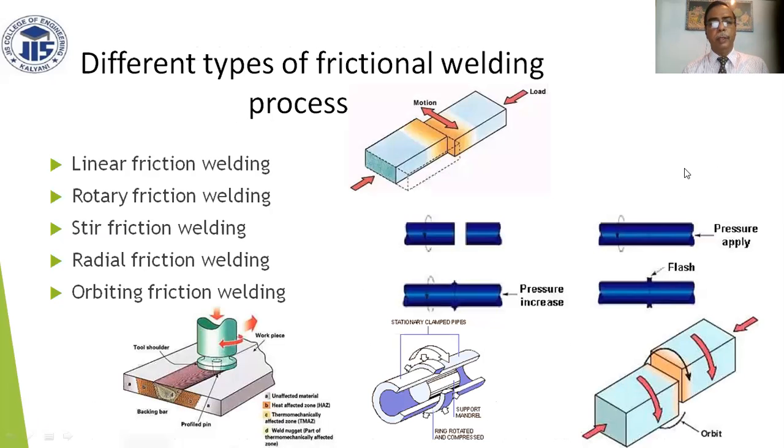Different types of friction welding processes: linear friction welding, rotary friction welding, stir friction welding, radial friction welding, and orbital friction welding. This is the linear friction, this is rotary friction, this is stir friction welding, this is radial friction welding, and this is orbital friction welding.